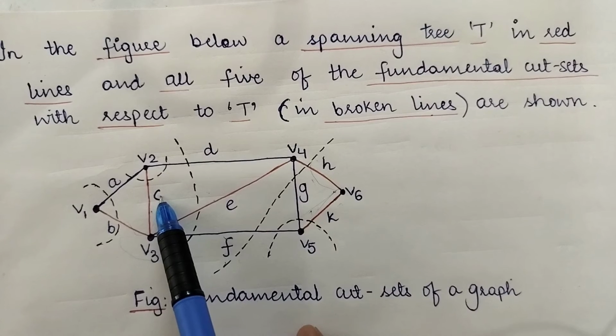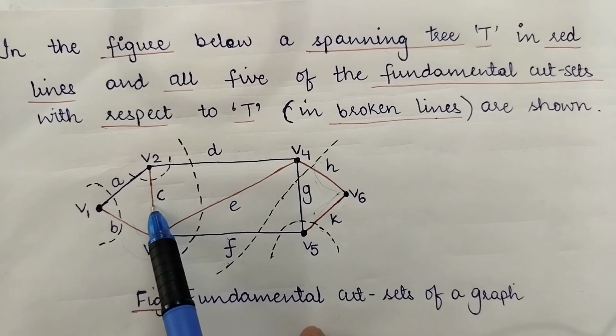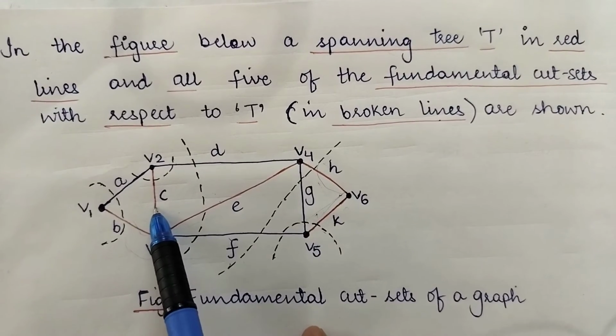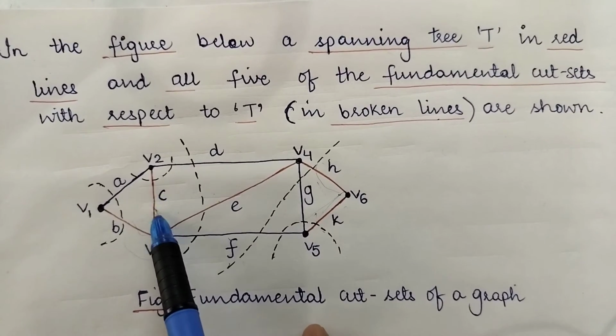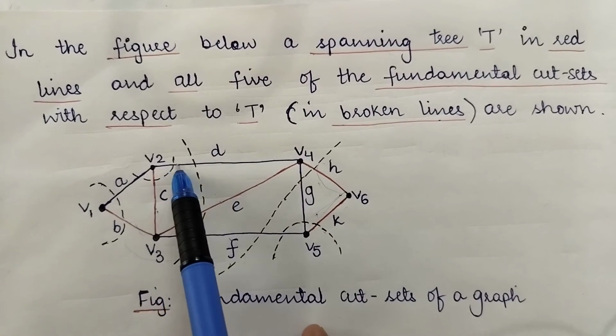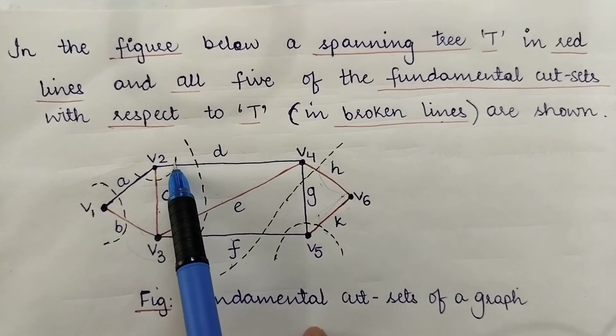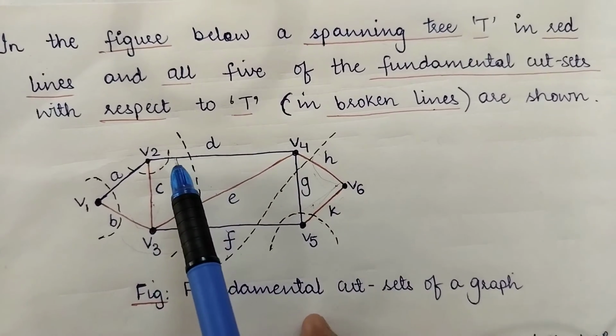And this is the very definition of fundamental cut set, that you will have at least 1 branch and at most 1 branch at the same time. No more than 1, no less than 1. So you have 1 branch of the spanning tree and 2 chords with respect to the spanning tree. So A, C, D is 1 fundamental cut set in this particular graph.